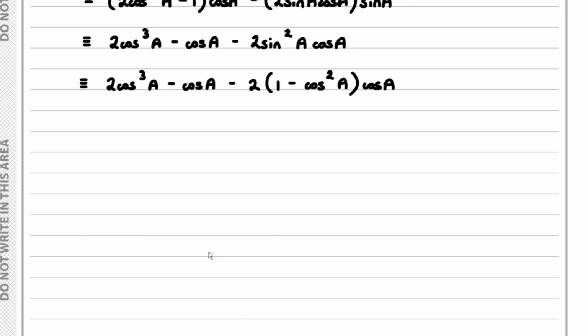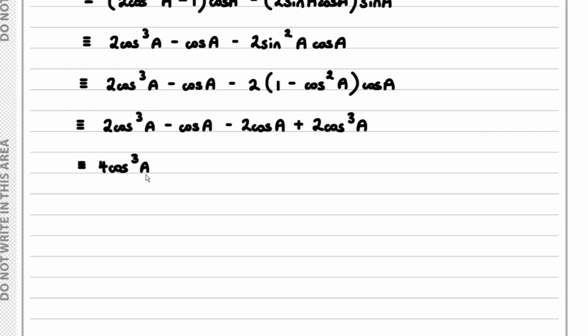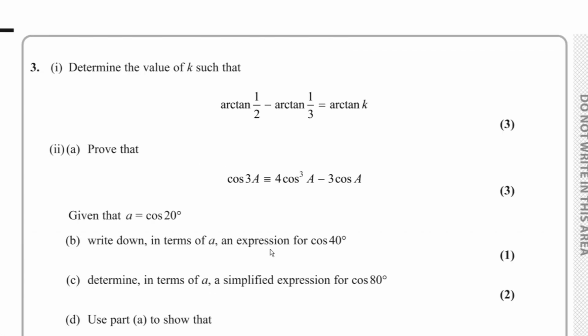Now expanding and simplifying, we have 2 cos cubed a subtract cos a subtract 2 cos a plus 2 cos cubed a, which simplifies to 4 cos cubed a subtract 3 cos a. Given that a equals cos of 20 degrees, part B, write down in terms of a an expression for cos of 40 degrees.